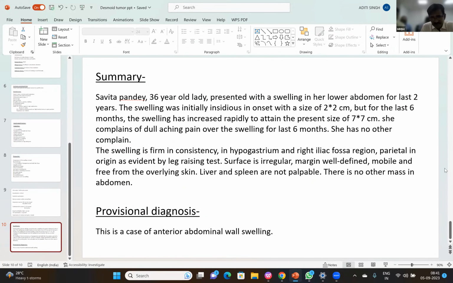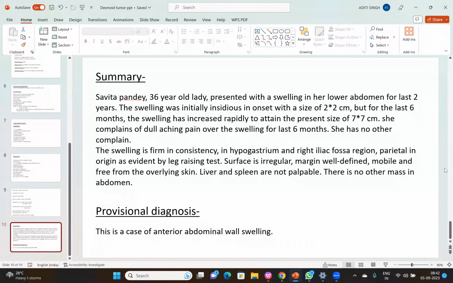These are usually deep-seated tumors and characterized by locally aggressive behavior. Do they metastasize? They don't metastasize, but the recurrence rate is high. I'm trying to say the behavior of the desmoid tumors: they are deep-seated tumors. They arise from the musculoaponeurotic layers, mostly myofibroblasts. These are locally aggressive. They can infiltrate into the local structures. But this tumor usually does not metastasize to distant sites.